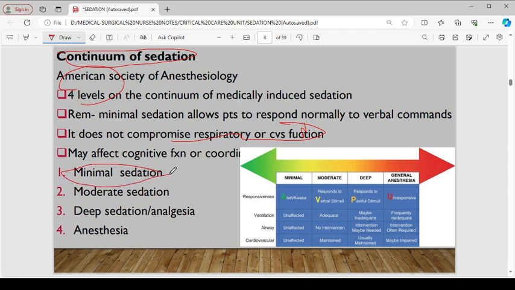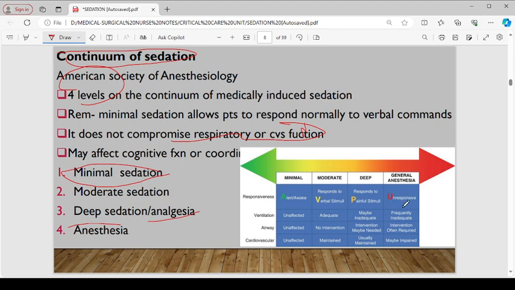We have the 4 levels on the continuum: minimal sedation, moderate sedation, deep sedation or analgesia, and lastly general anesthesia. Looking at the AVPU technique in terms of responsiveness, in minimal sedation they will be alert; for moderate, they will respond to verbal stimuli; for deep, they respond to painful stimuli; and for general anesthesia, they are generally unresponsive.